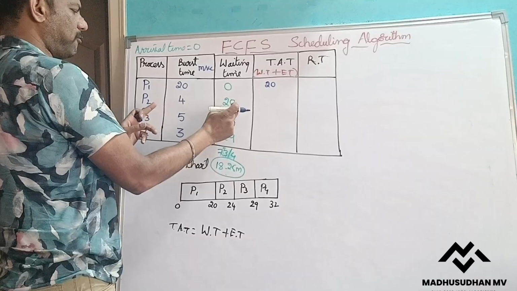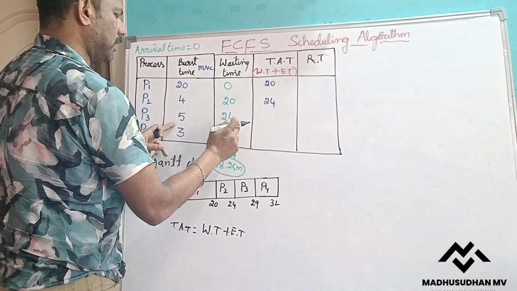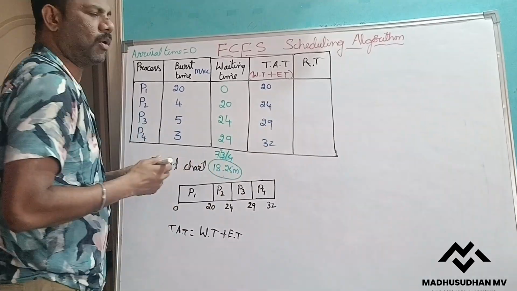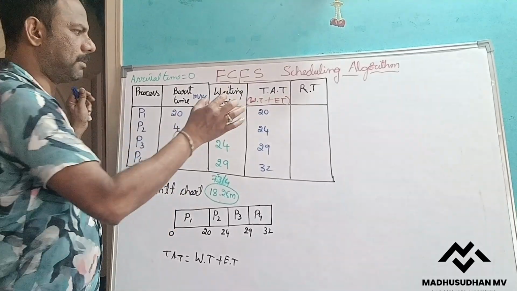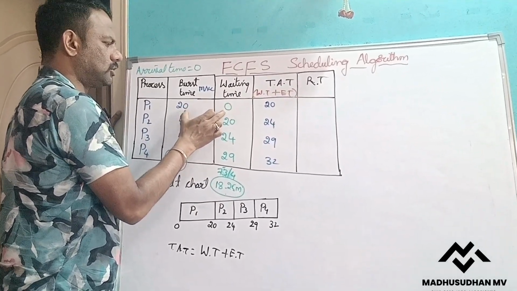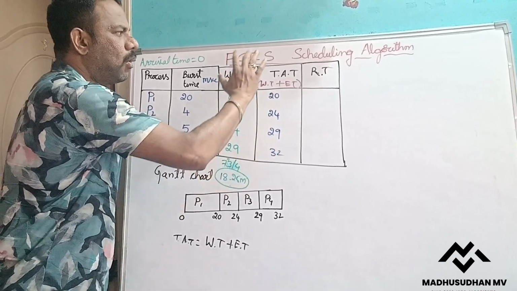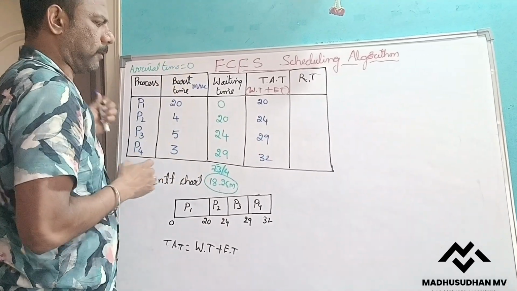You have this. Now, waiting time of P2 is 20, execution is 4, so 24. Similarly 24 plus 5, 29, this is 32. Now, again I need to find average turnaround time. So again, turnaround time is waiting time plus execution time for each process. I got this. Now to find the average turnaround time, again add all these 4 and divide by 4.